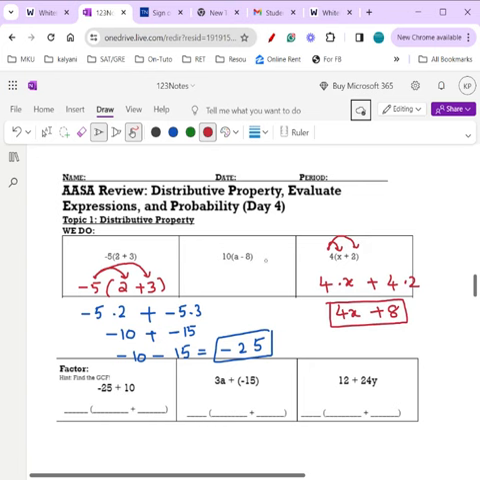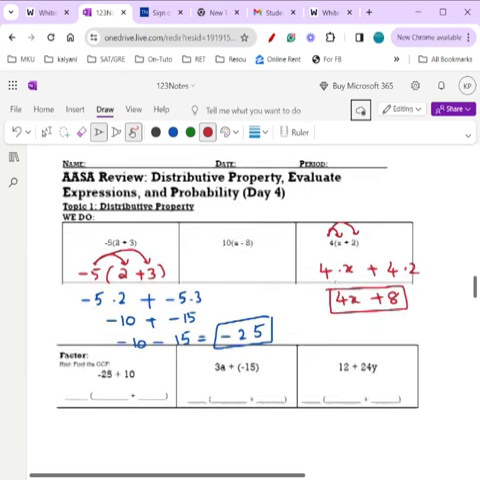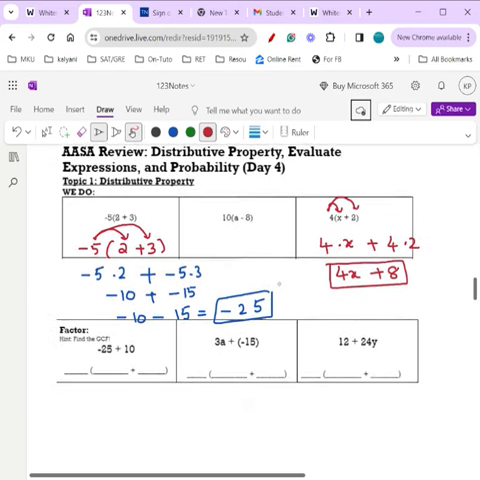So go ahead and complete the second one in the middle on your own. Pause this video and finish that one, and then move on to the next question.